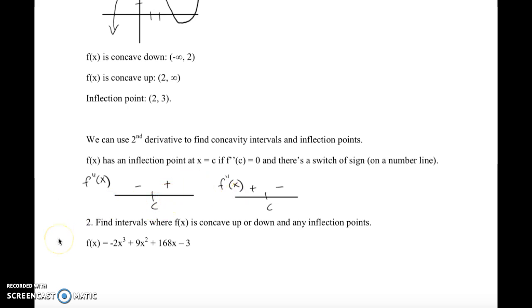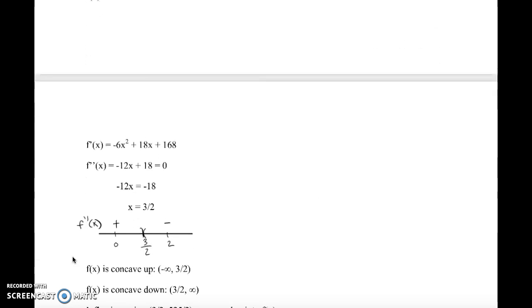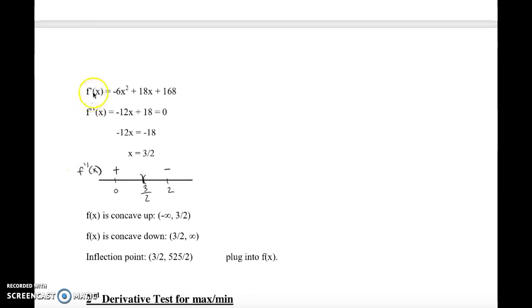Okay, so let's look at an actual example using a function. We want to find the intervals where this function is concave up or down and any inflection points. We have a polynomial f of x equals negative 2x cubed plus 9x squared plus 168x minus 3. If we take our first derivative, it is negative 6x squared plus 18x plus 168. Now we take our second derivative, which is negative 12x plus 18.